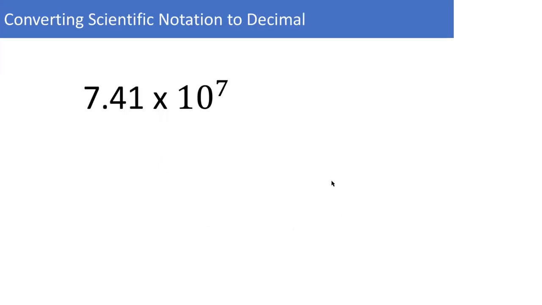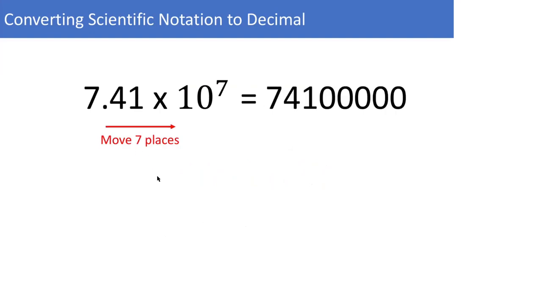Converting scientific notation to decimal. Now this is easy stuff. This is scientific notation. I want to turn it into a decimal. So I'm multiplying this number by 10 to the power 7. So I need to move this decimal point 7 times to the right. I already have 2 digits here, so I have to add 5 digits. That gives me this number.